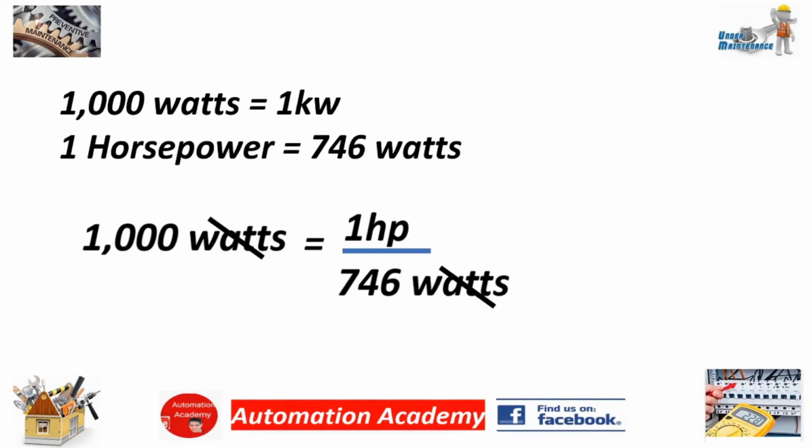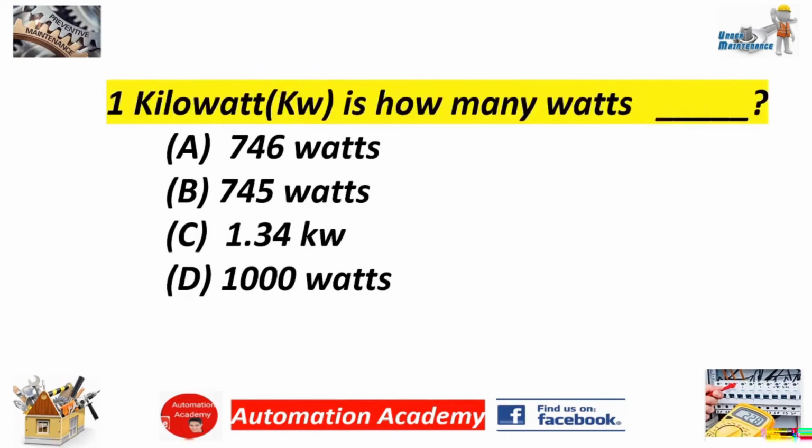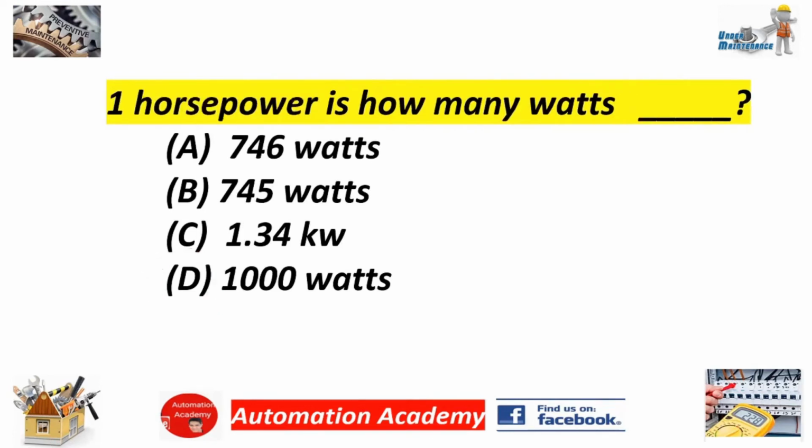Then 1000 divided by 746 is equal to 1.34 horsepower. Next, 1 kilowatt is how many watts? Answer D, 1000 watts. 1 horsepower is how many watts? Answer: 746 watts.